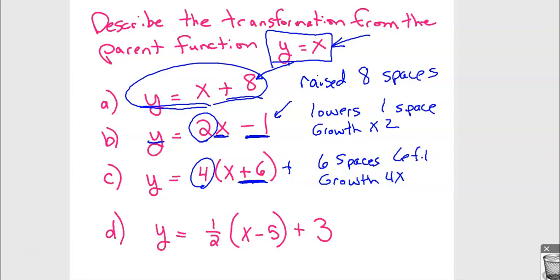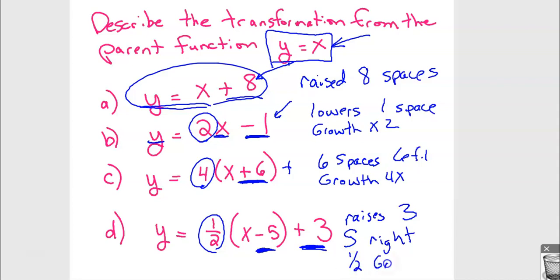4 times. So let's look at this final one here. The number on the outside raises it 3. The number on the inside is going to take it 5 to the right. Remember, always go to the opposite direction of what's on the inside. And then this is a 1/2 growth factor. So it grows half as fast compared to this function. Everything's being compared to that function.